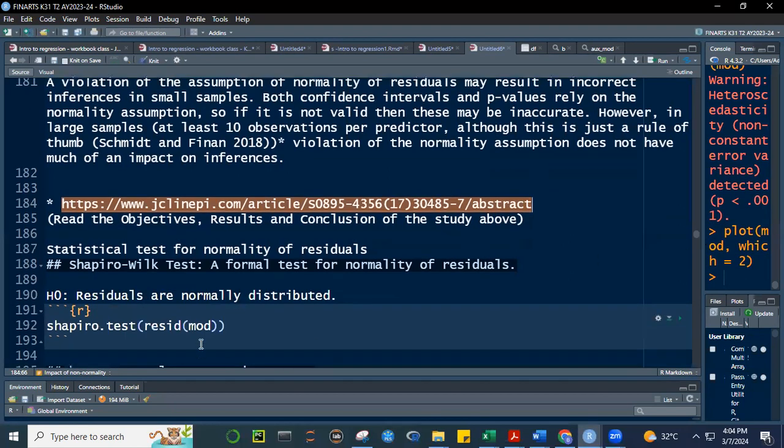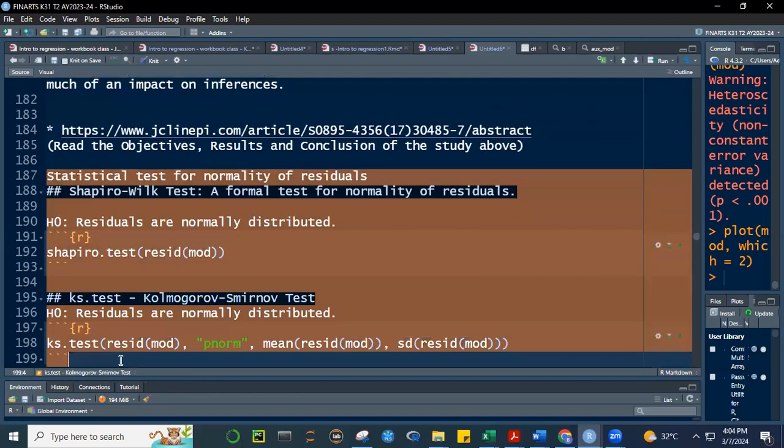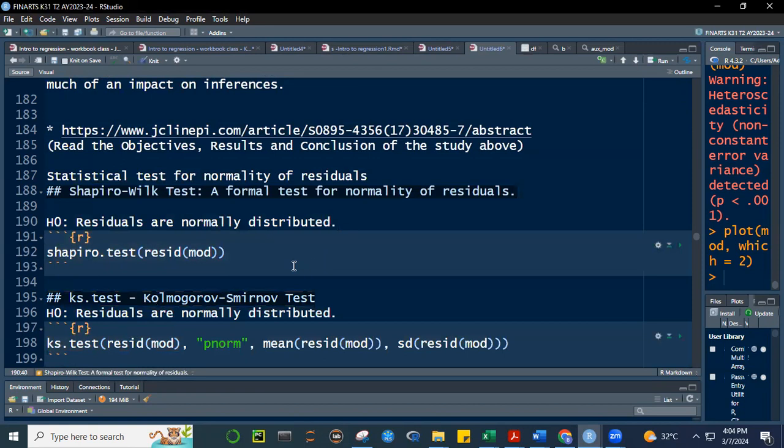So there are ways to test this. So i-share ko na lang sa inyo to. Okay? Now, Control C. Control V. All right, so here are tests for normality. So if we test this using Shapiro-Wilk, okay, ito.